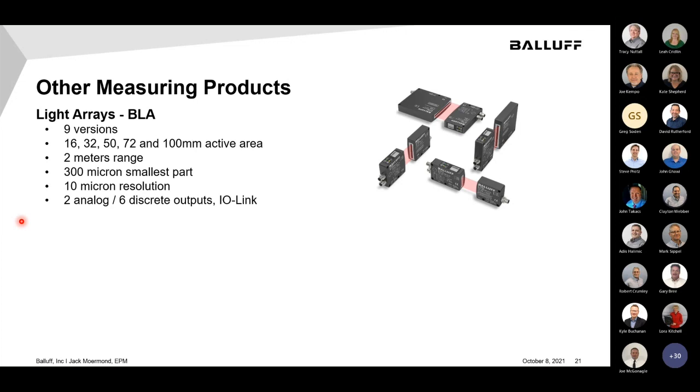300 microns is the smallest part, and then we have resolutions down to 10 microns. Depending on the style that you pick, some of them have 2 analogs and 6 discrete outputs built into it. Some of them are IO-Link. Some of them have displays on the top to set them up. The only one that does not have the display is the 16 millimeter version. There just wasn't enough room to put the display in there.